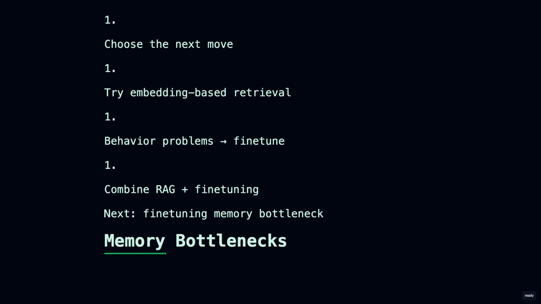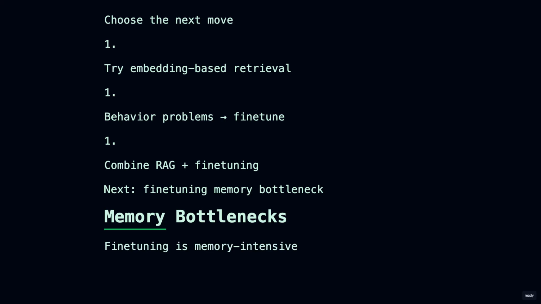In this section, we'll look at why fine-tuning uses so much memory. Once you understand the bottleneck, the common optimization techniques will make a lot more sense. Fine-tuning can consume a lot of memory, so many methods are designed specifically to reduce that footprint. The key is to understand where the memory goes, because that tells you why each technique helps and which one fits your setup.